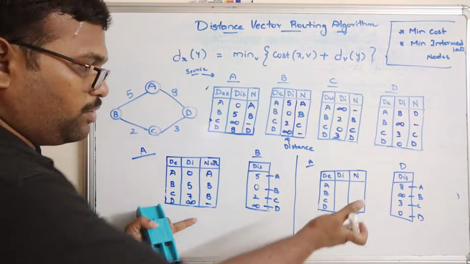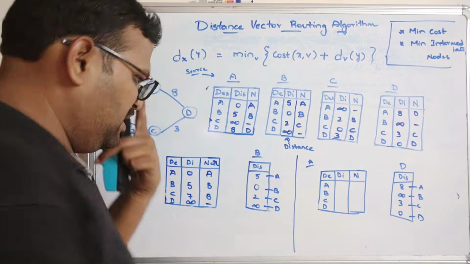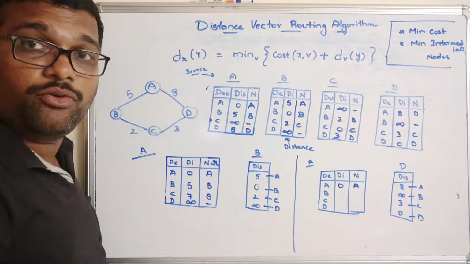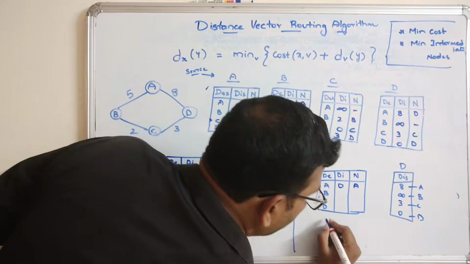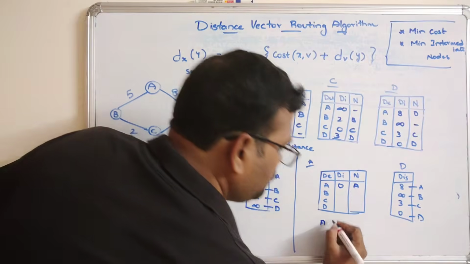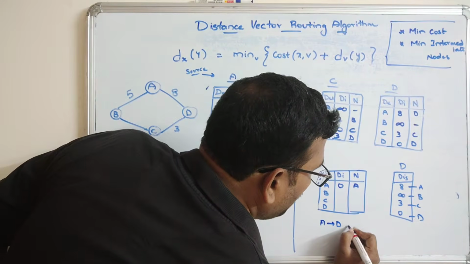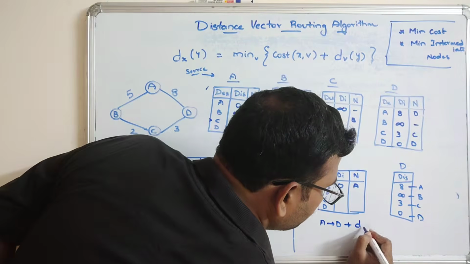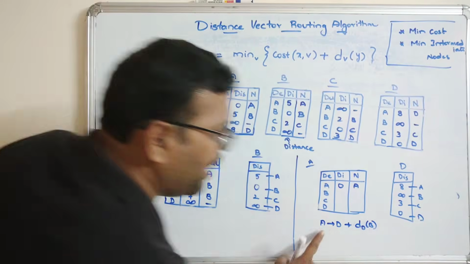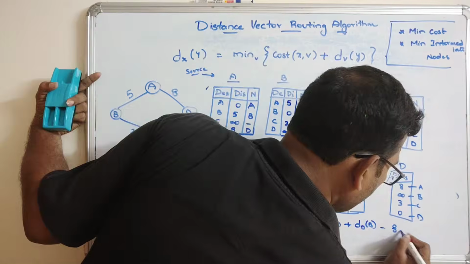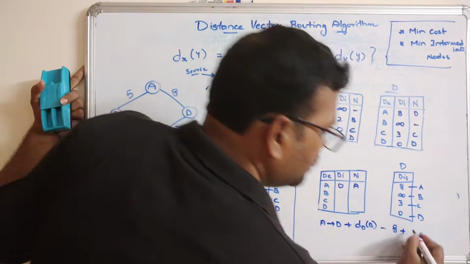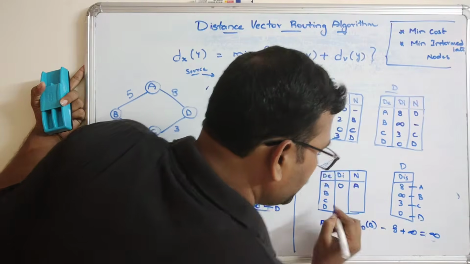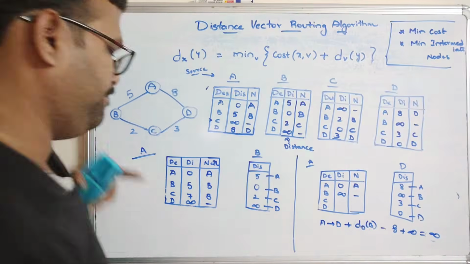After that we have to combine these two routing tables. See, A to A, obviously the distance is 0 and the next hop is A. Now with respect to D, we have to consider D. Now A to B means A to D plus D to B. That means simply we can say the distance of D to B. So what's the value of A to D? 8 plus D to B. It's infinite. So obviously it is infinite and hyphen.